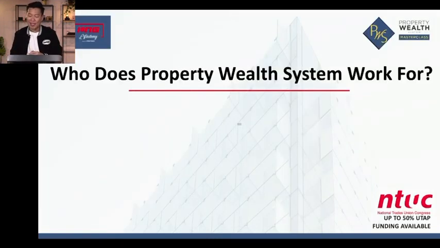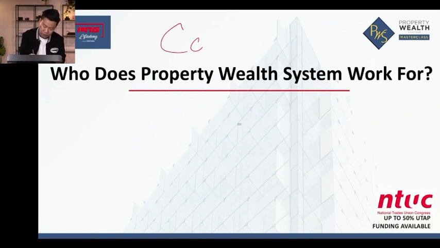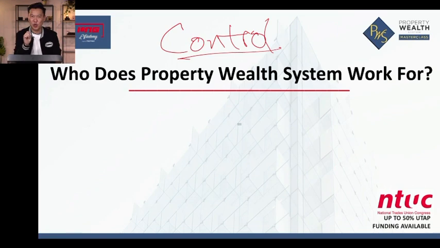So key thing: who does the property wealth system work for? You learn to consistently grow your cash flow and get higher returns than the bank and CPF in the long run, so you can take control. Very important, control. Control is only when you can determine. You are the CEO. How many of you would like to learn how to systematically get higher returns for your current property, savings and CPF in a safe and predictable manner? If you wish to learn, can you type yes into the chat box?